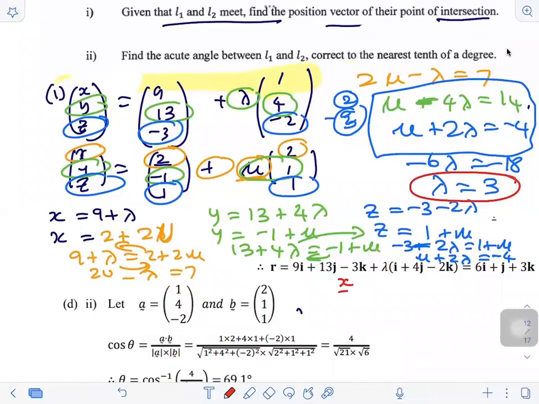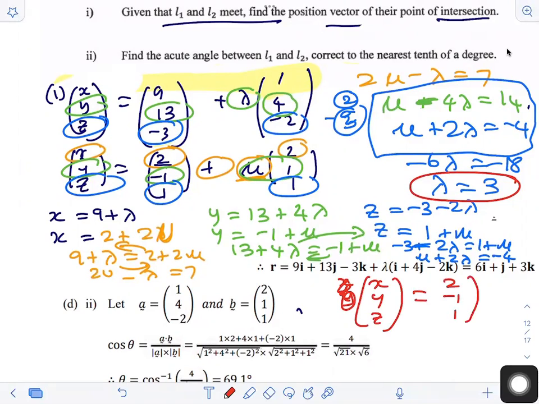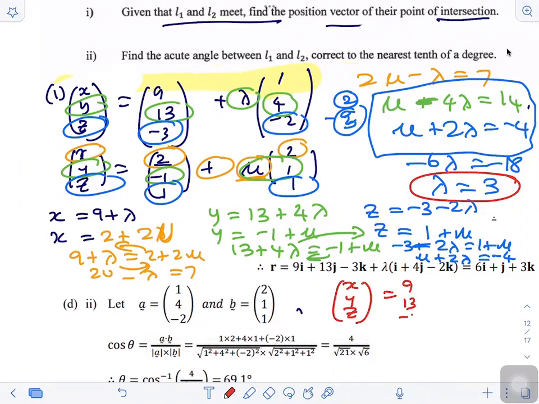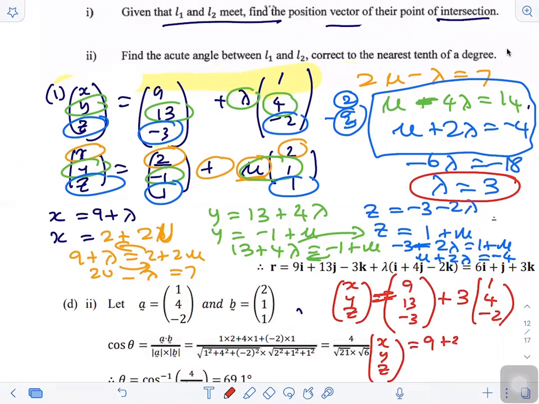Because if you just take one of these, let's do the second one because we've got phi, (x, y, z) equals (2, -1, 1) plus, oh, I've got phi, so I've got to do the first one. So I do (x, y, z) equals (9, 13, -3) plus phi. You could do the second one and check it. That would be a way of checking. If you're confident in your working, then hopefully this should work out. So (x, y, z) is going to equal 9 plus 3 times 1.